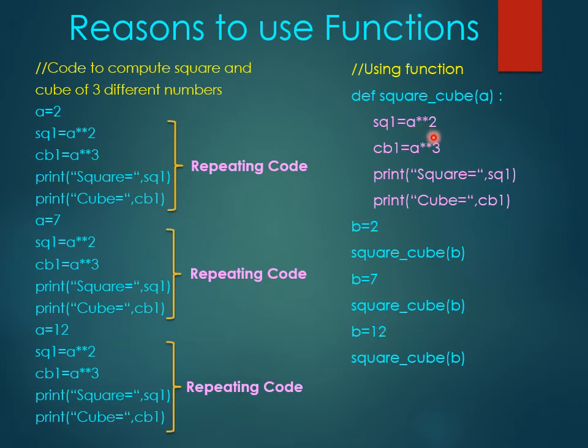So how many places do I have to correct the error here? Only at one place here. Instead of writing a into 2, I will correct it to a double asterisk 2. So here three places you have to correct, here only one place you have to correct. So in this case, the error debugging is very easy, and we have to do it at only one place, not at 10 places or 100 places as is the case with this code. Here the length is also very much shortened.